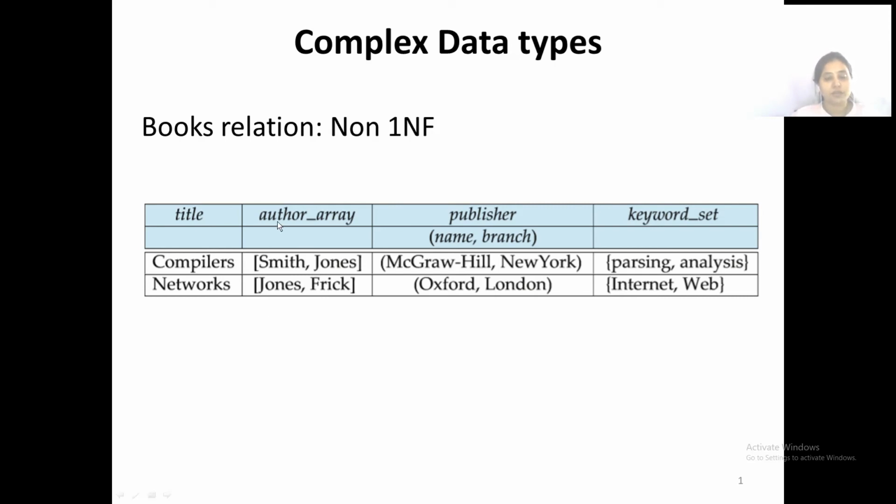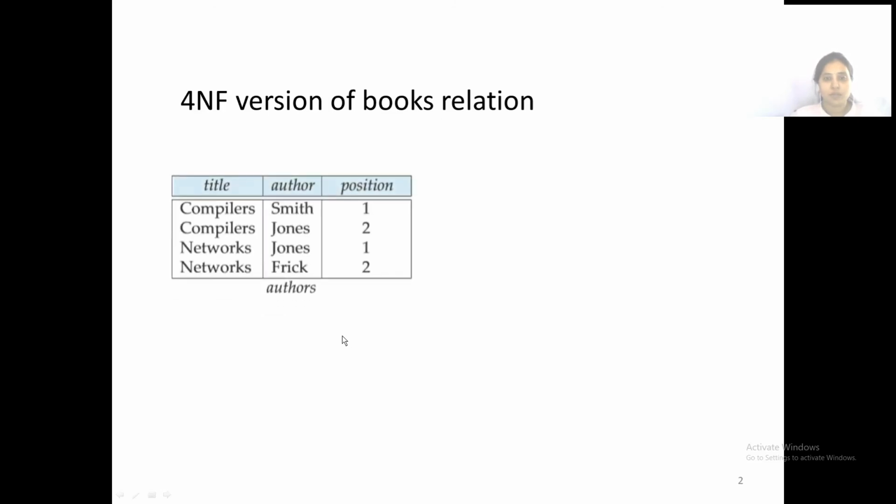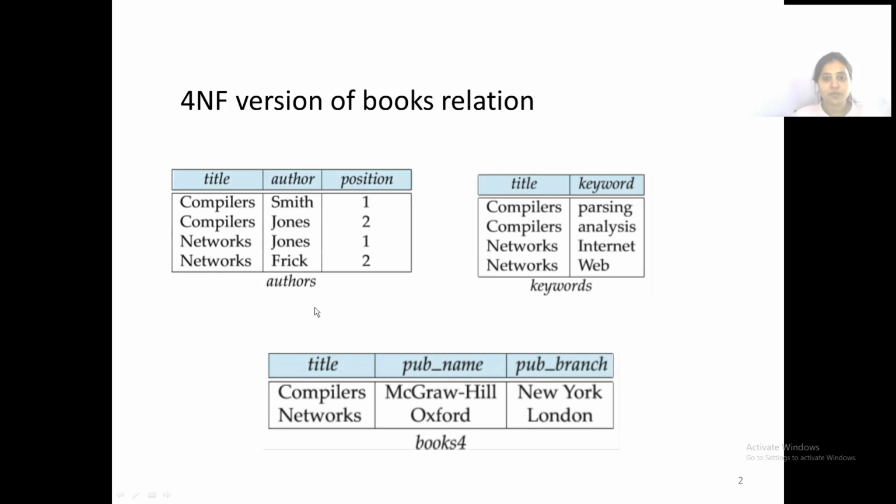If we decompose this relation, then we can create a number of relations. One relation represents the author information, another represents the publisher information, and the third represents the keyword set information. For example, you can see the decomposed relations like this. Here three relations are created. We are considering here that title is a primary key, so that is why it appears in all the tables. So we have created separate tables for authors, for keywords and for books. Now it is in 4NF.